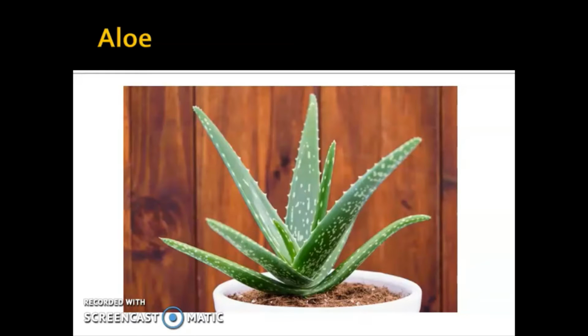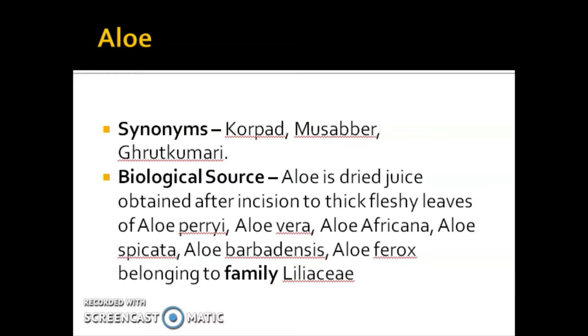The first drug is aloe. Synonyms: Kumari, Musabbar or Ghrit Kumari. Biological source: aloe is the dried juice obtained after incisions to thick fleshy leaves of Aloe perryi, Aloe vera, Aloe africana, Aloe spicata, Aloe barbadensis, Aloe ferox belonging to family Liliaceae. These are the various species of aloes.